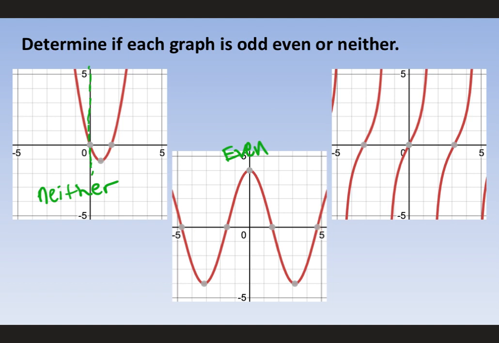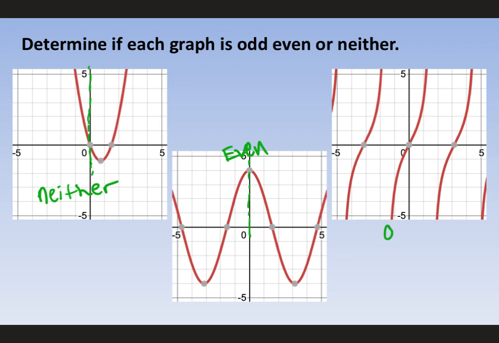You can see pretty clearly that if you were to draw a line right down the y-axis, it mirrors. If you were to fold it in half like a piece of paper, hot dog style or hamburger style or whatever, the lines would exactly meet up with each other and touch. Okay, so that leaves one left.